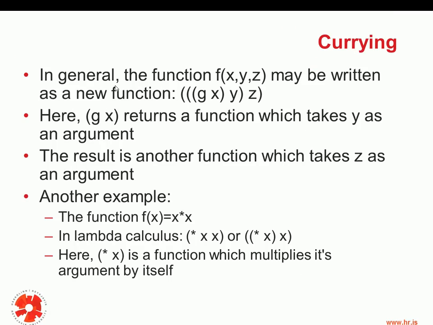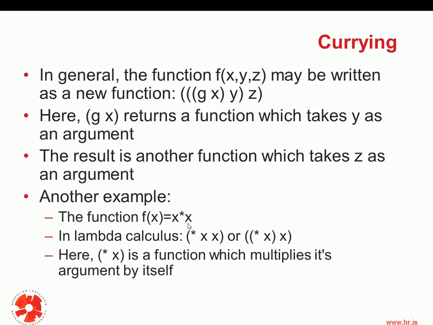So we can say that in general, the function f of x comma z may be written as a new function g of x inside parentheses, and then y, followed by z. So g of x returns a function which takes y as an argument, and the result of that is a new function which takes z as an argument. So first g of x is a function that takes this y argument, and the result of that expression is a newer function which takes z as an argument.